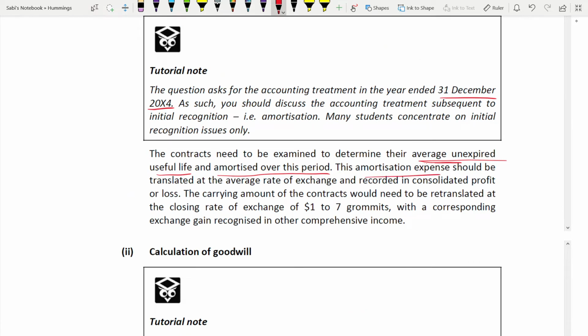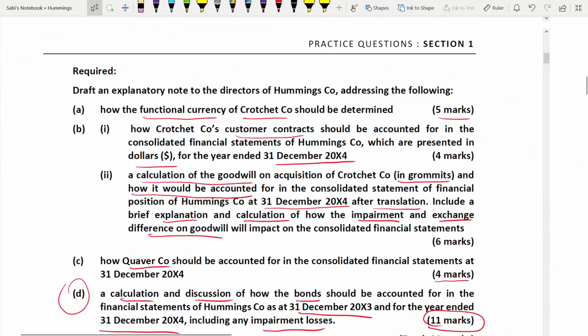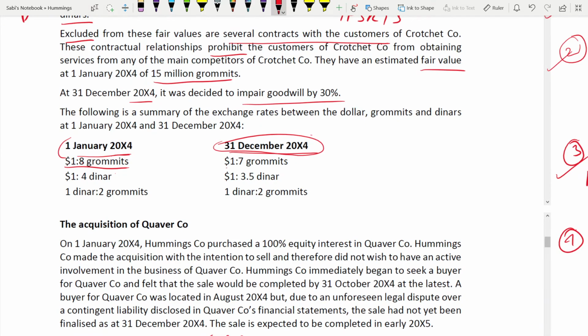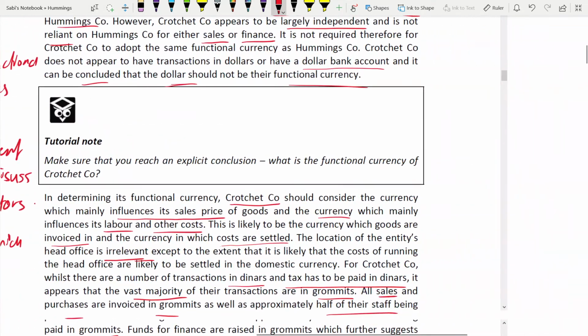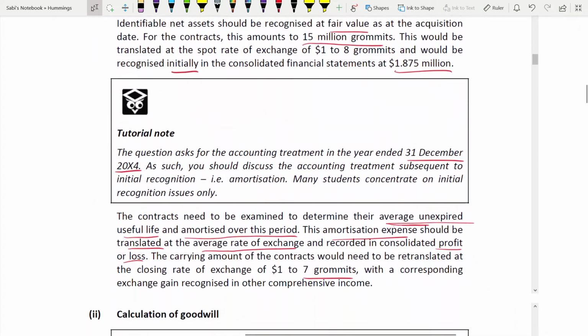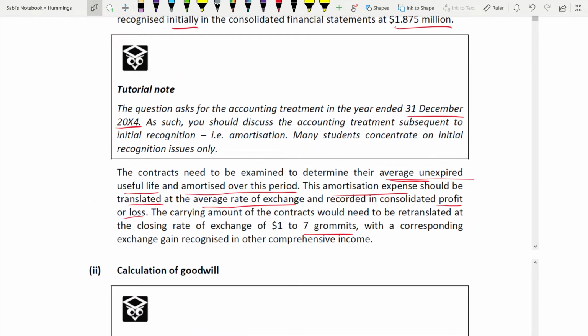And this amortization expense, where will it go? It will go in the profit and loss account only. But you have to translate at the average rate of exchange, remember, because it's an expense. All the profit and loss statement items, you have to translate at average rate, right? But in this case, you have not been given the average rate, so you can use the closing rate. What is the closing rate? The 7 grommet. You see, 7, the closing rate for the amortization purpose. So you are using the closing rate.